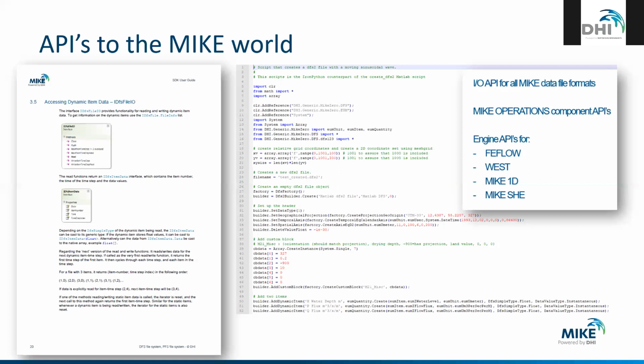WEST has a full interface for the computational engine within its own GUI, and the same for FeFlow. FeFlow has a Python interface for the engine. So a lot of people don't know about these APIs.